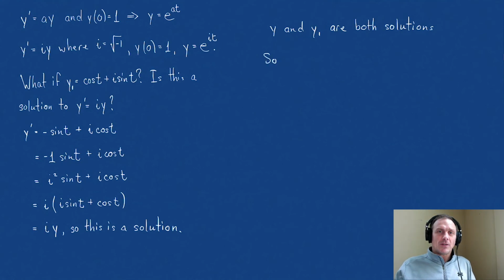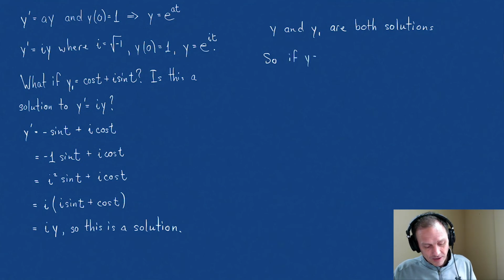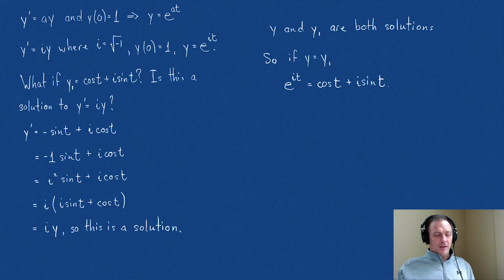So there's something called the uniqueness theorem that says that given the initial condition, there's only one solution. So if y is equal to y1, that means these have to be the same solution. Well, what does that mean? That means that e to the it is the same as the cosine of t plus i sine of t. And we're going to use this property to begin our study of complex numbers.